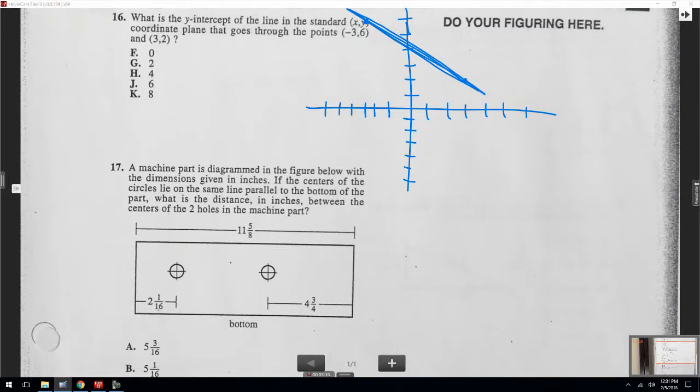So on the first one, what is it? 16. All it wanted you to do was graph those 2 points and tell me what the y-intercept is between them. So where does it hit the y-axis? 4. Yep, 4. Very good. So that should have been H.